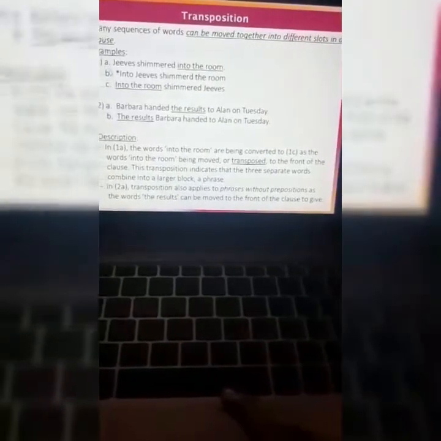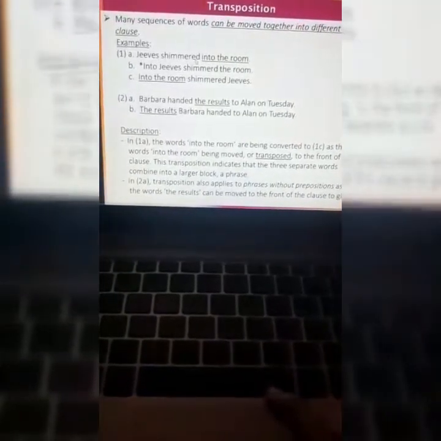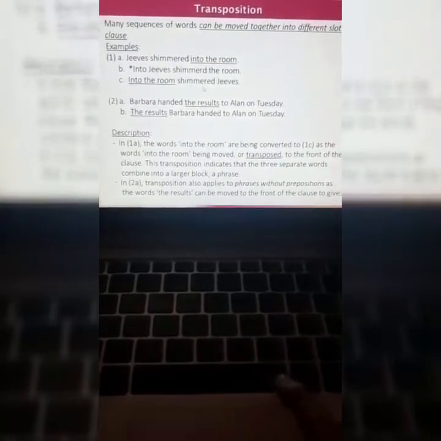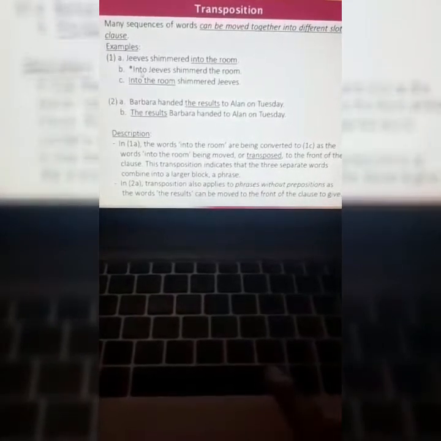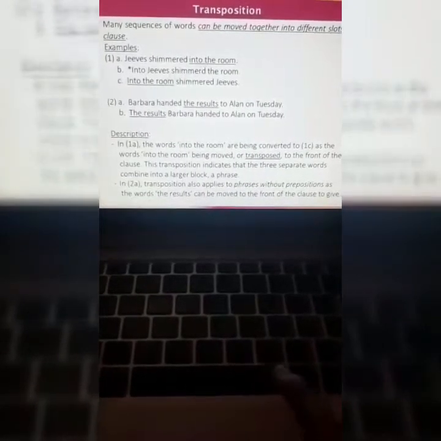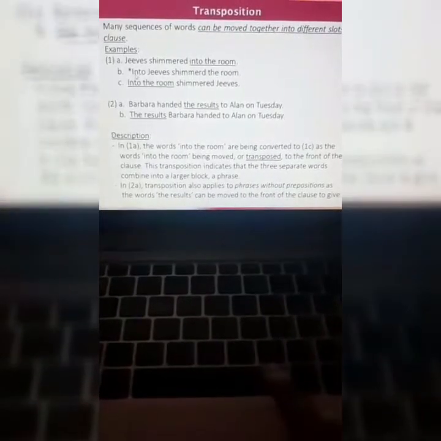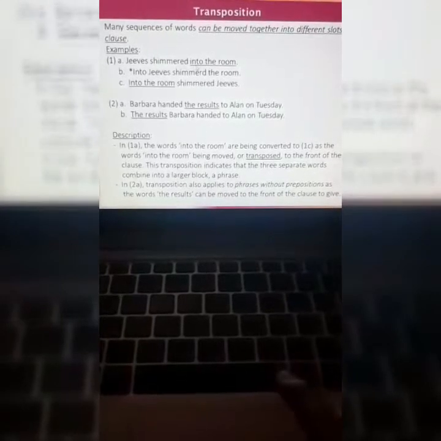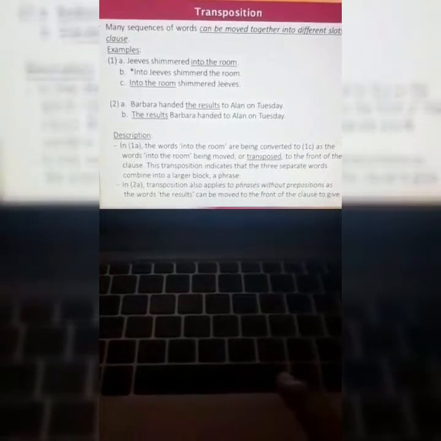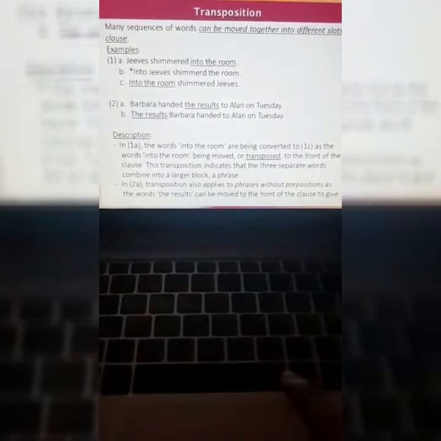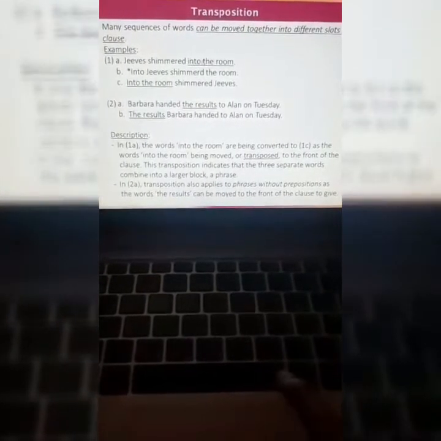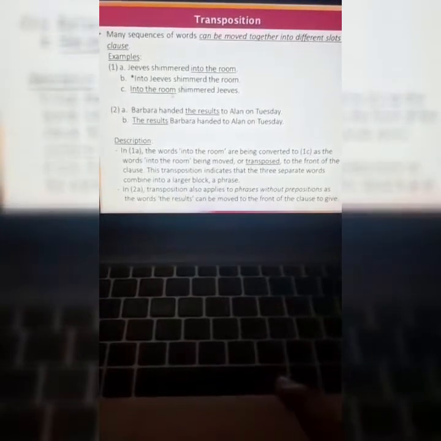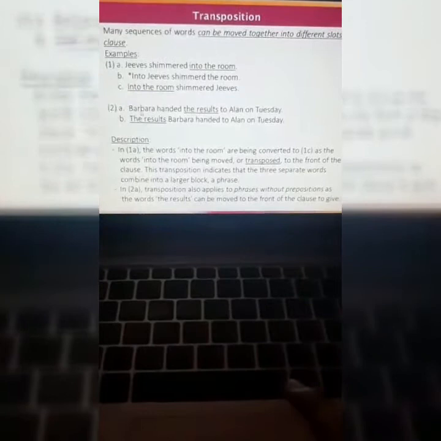For example, in 1A, Jeff sauntered into the room. Into Jeff sauntered the room. Into the room sauntered Jeff. Nomor 2 ini salah ya, yang 1B. Kenapa? Karena into the room ini tidak boleh dipisahkan. That's why transposition itu boleh dipindahkan asal together, karena satuannya into the room. Jadi kalaupun mau dipindahkan, into the room-nya tidak boleh dipisahkan. Into the room paling belakang atau into the room paling depan. Ini karena masuknya apa tadi? Adjunct. It's okay.